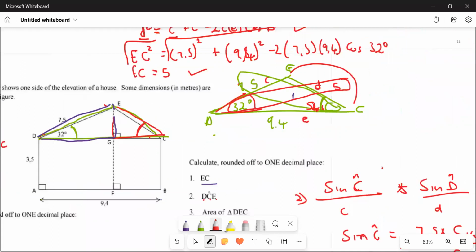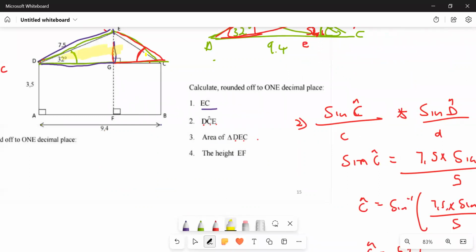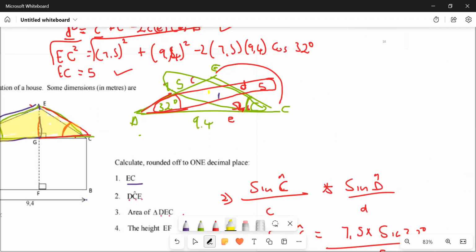They say we should calculate the area of triangle DEC. So we are calculating the area of the following triangle here, this shaded part here. They want to know the area of this thing here. If you want to calculate the area of that, how are you going to do it? We are going to use this triangle. On this triangle, we know this side, this side, this side, and this side.